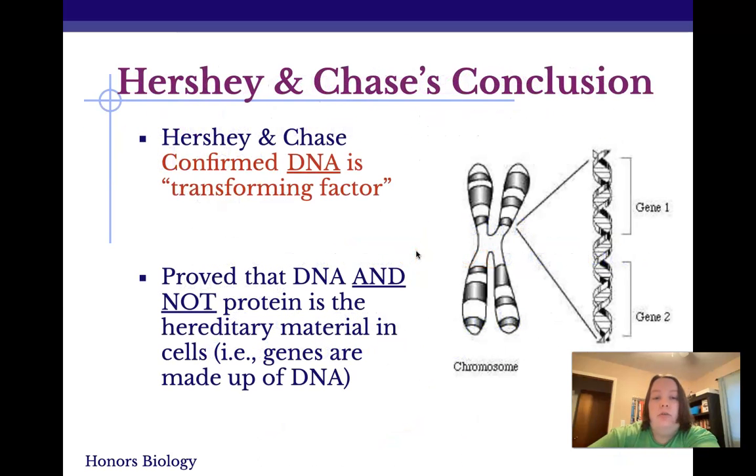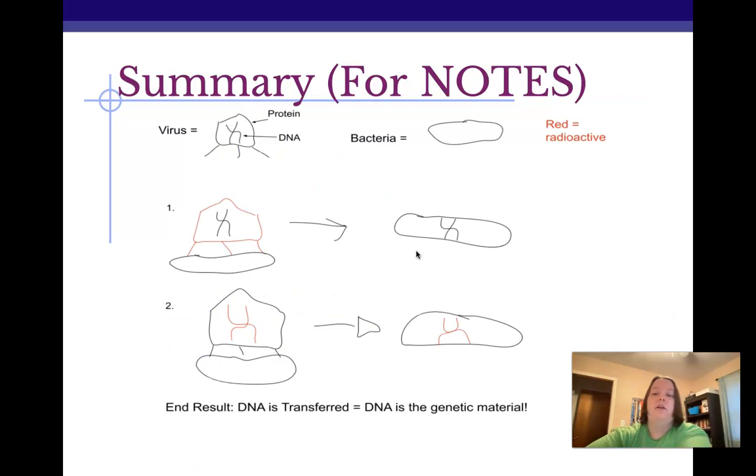So I'm just going to go through my little summary slide here. This is my little drawing, and this is what I recommend you draw in your notes. So this is a virus, and again, a virus is made up of two parts, protein on the outside, DNA on the inside. The viruses that we're working with are going to infect bacteria, so my little blob here represents a bacteria. And if something is red, that means it's radioactive. So what they're trying to do is figure out what the genetic material is by figuring out what is passed.